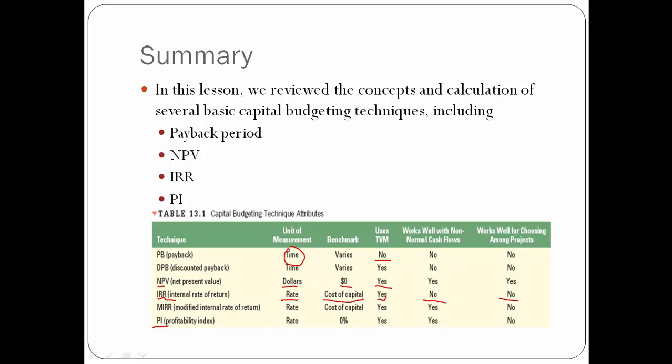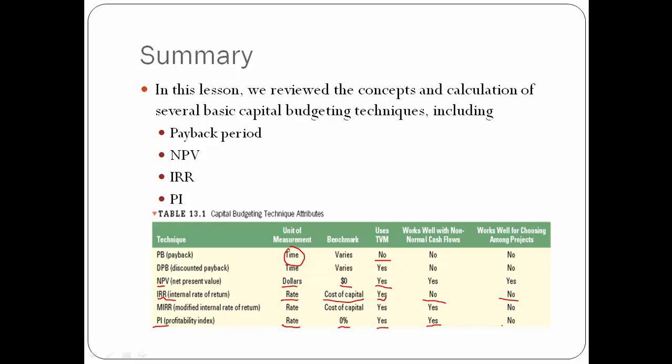Profitability index is based on NPV, but instead of calculating our NPV in dollars, now we standardize it into a rate. Consistent with NPV, we compare profitability index with 0, and since it's based on NPV, and NPV calculation is based on the time value of money concept, of course PI uses the time value of money concept as well. The PI works pretty well with non-normal cash flows because NPV calculation works pretty well with non-normal cash flows.